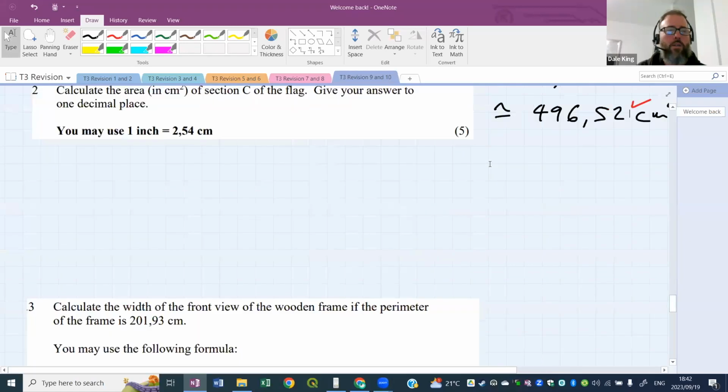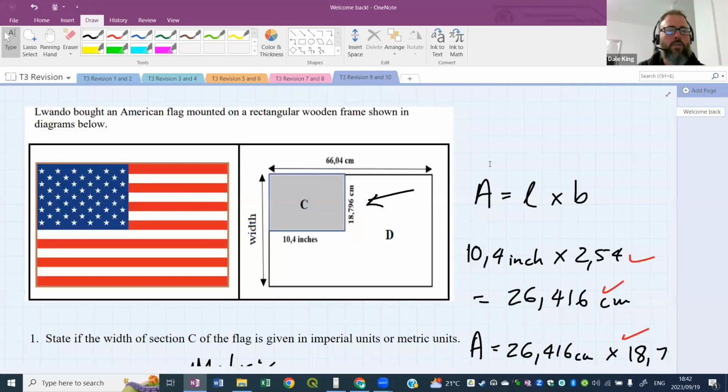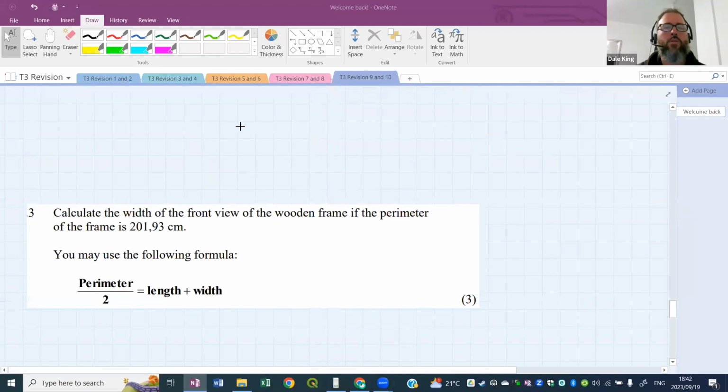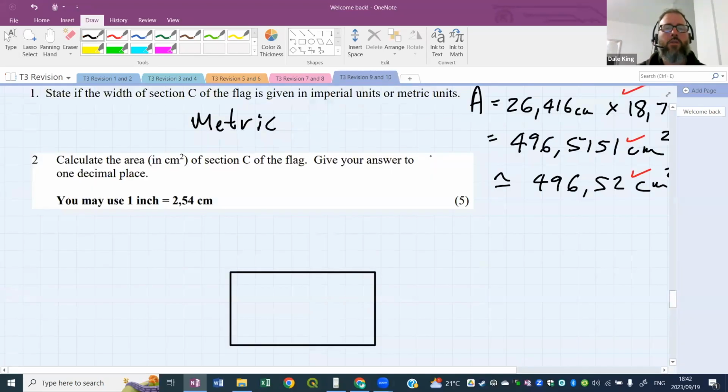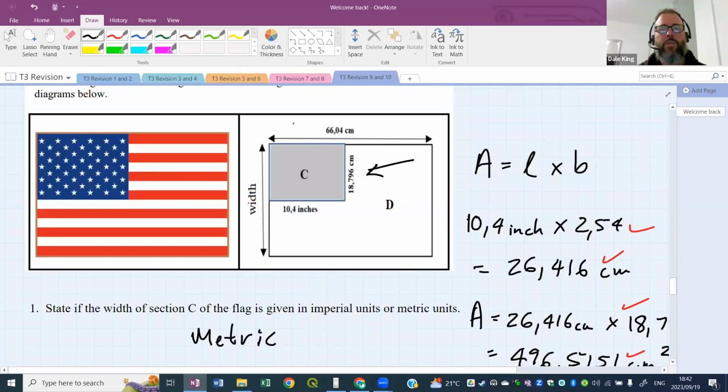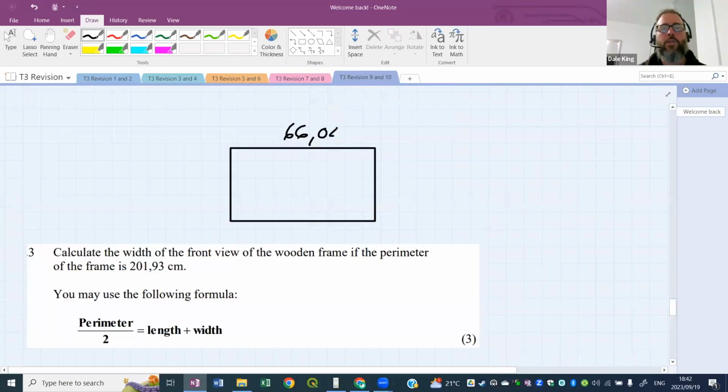Good. All right. So they say calculate the width of the front view of the wooden frame if the perimeter of the frame is 201,93. I'm going to quickly draw the frame here, just a diagram. If I go up to the top again, we've got 66,04 centimeters here. That's for the length. Then they're asking us, what is the width over here?